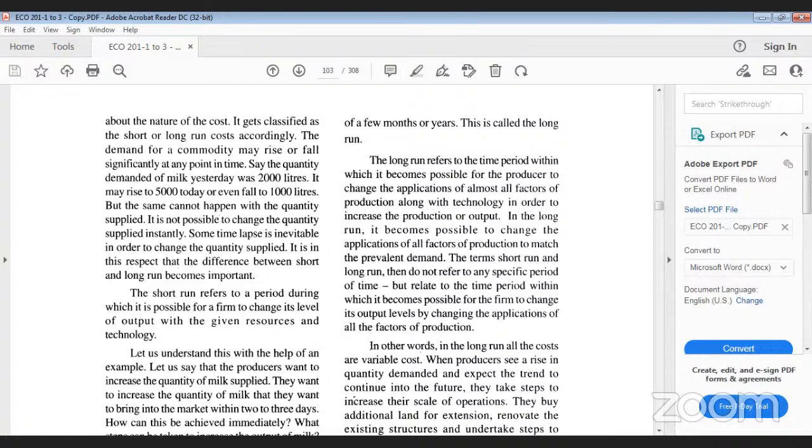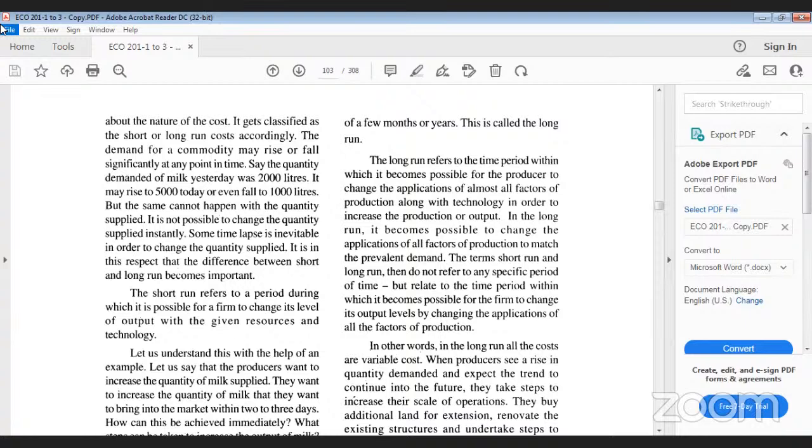In order to change the quantity supplied, the difference between short and long run becomes important. The short run refers to a period during which it is possible for a firm to change its level of output with the given resources and technology. Let us understand this with the help of an example.